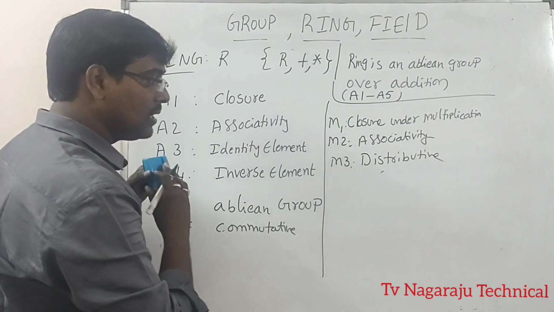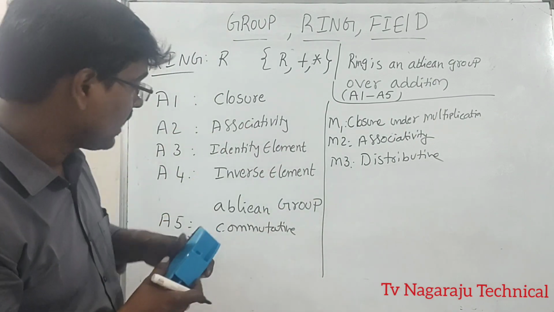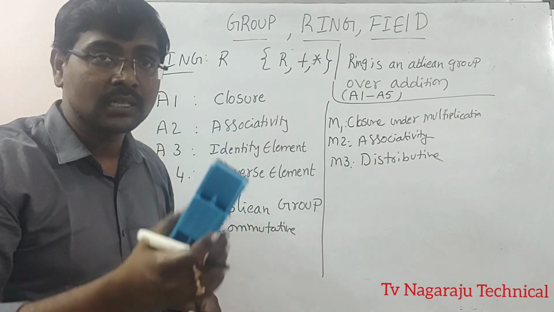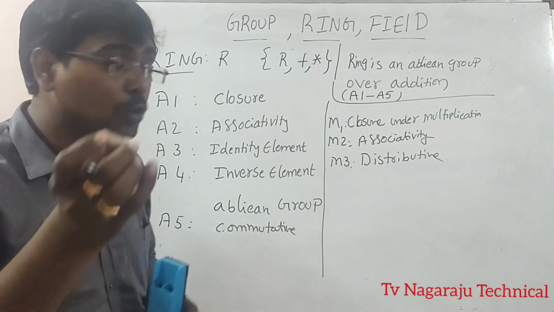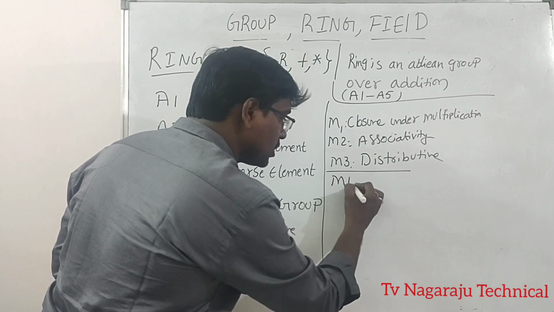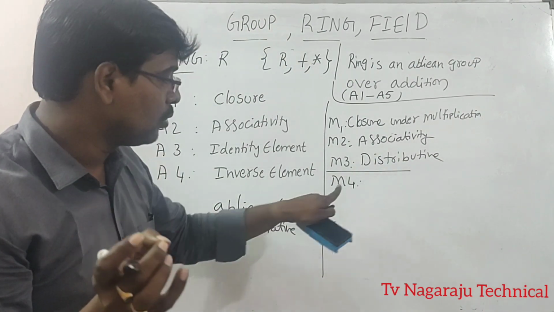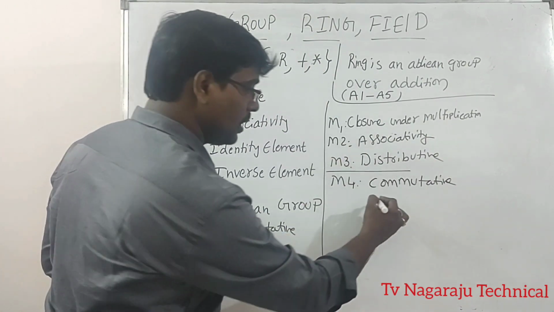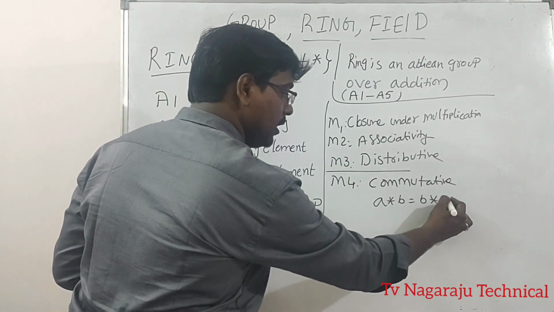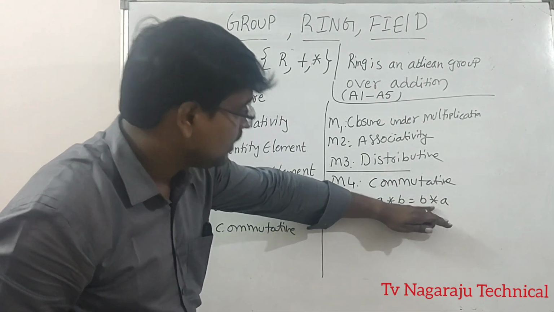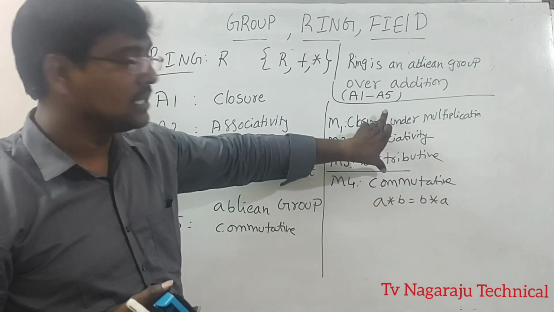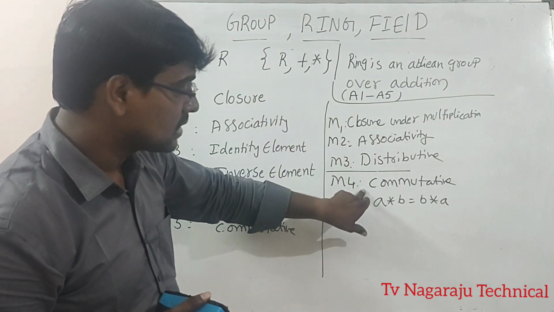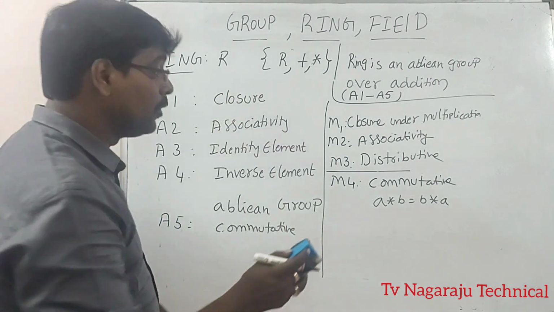Again, the next one: like an abelian group, in a similar sense, if a ring is a commutative ring, then it satisfies the additional property, commutative. So commutative means A into B is equal to B into A. If it satisfies this property, then it is called a commutative ring. If it does not, this is a normal ring. If it satisfies M1, M2, M3 only, that is called a ring. If it satisfies M4 also, that is called a commutative ring.